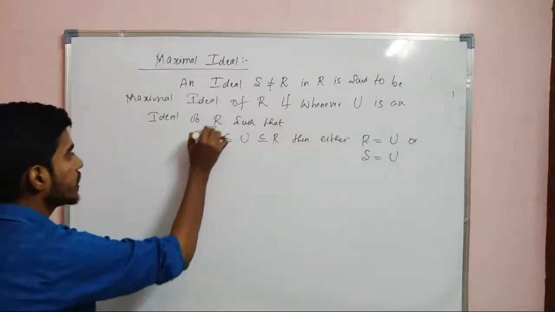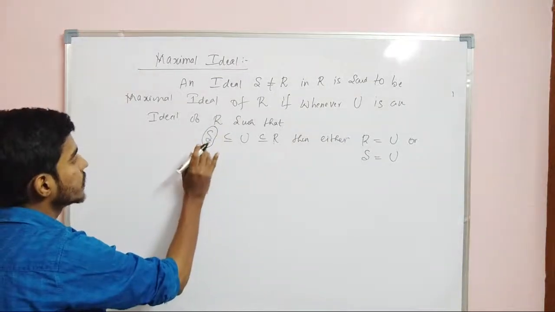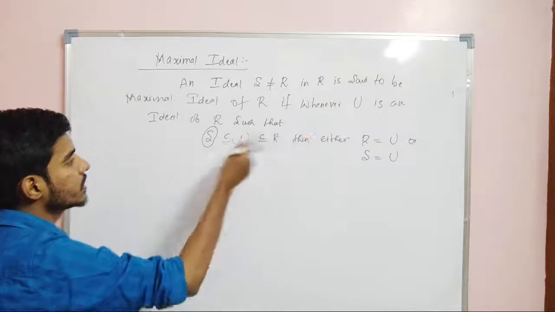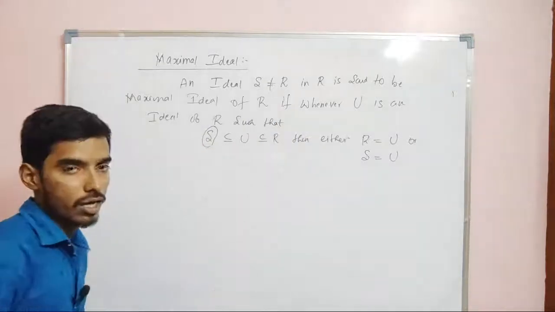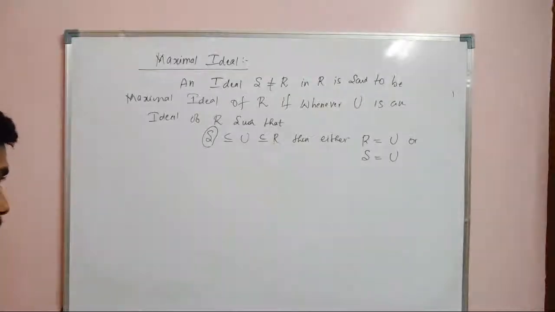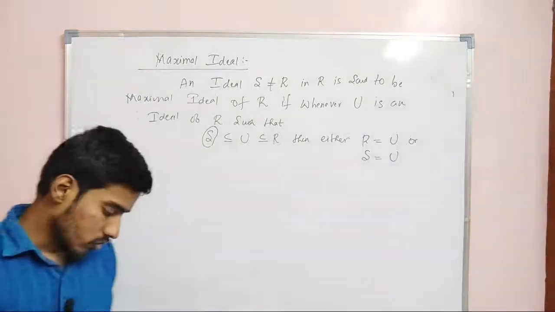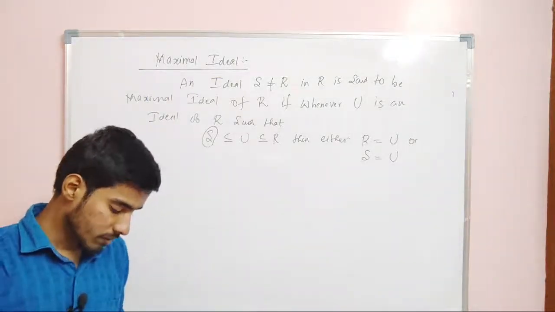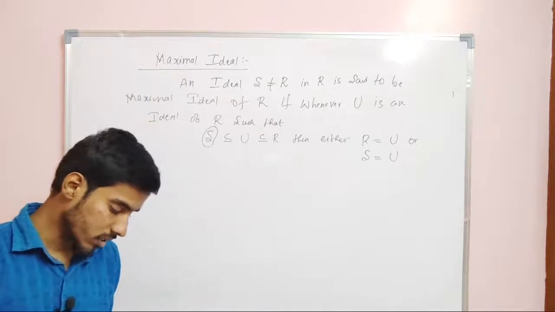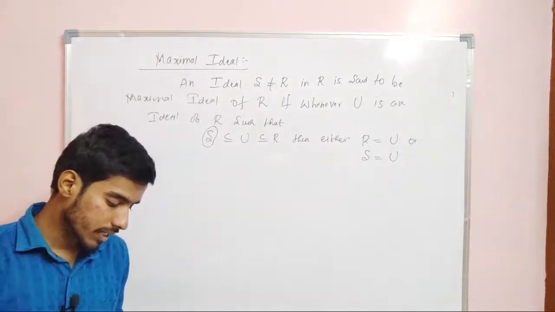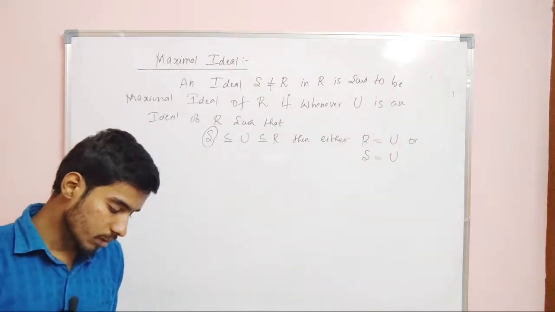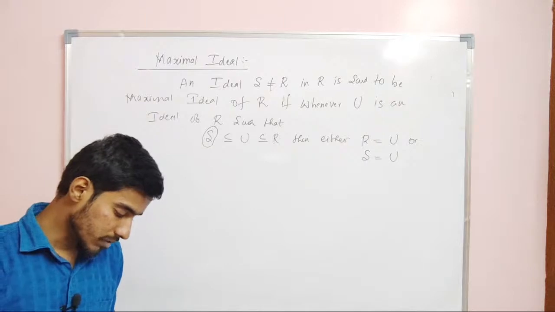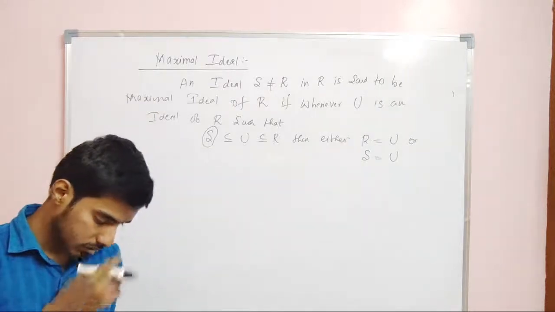So this S will be a maximal ideal. Suppose there is some other ideal U such that S is contained in U, then S has to be equal to U or R has to be equal to U. That is, it is maximal among all those ideals. In other words, an ideal S of a ring R is said to be a maximal ideal if there exists no proper ideal contained in R which properly contains S. That is, it is impossible to find an ideal which lies between S and the full ring R, right?